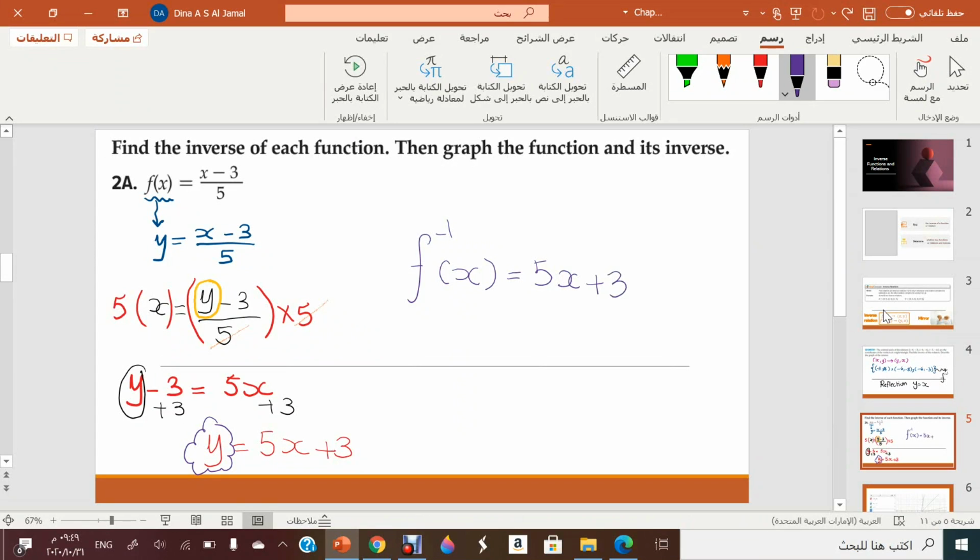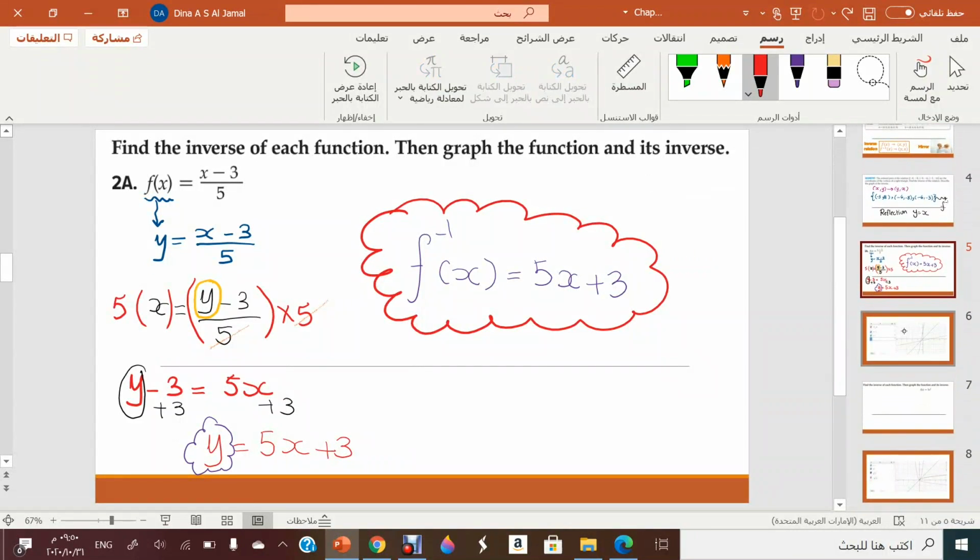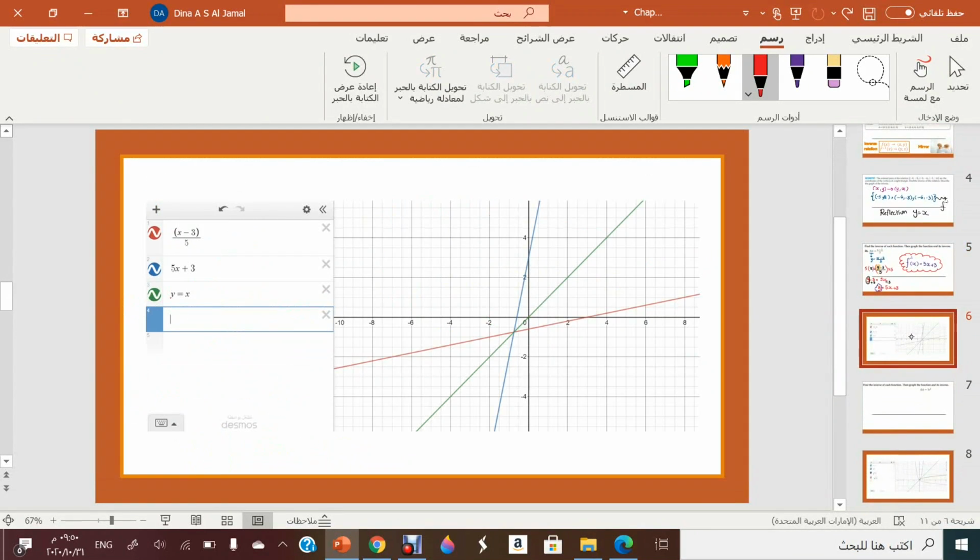So you need to graph this one with the main question and y equals x to notice the difference. So I made it ready for you. So this was f of x.